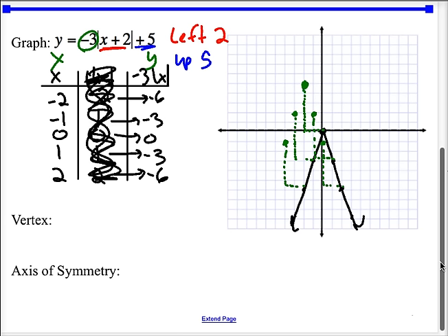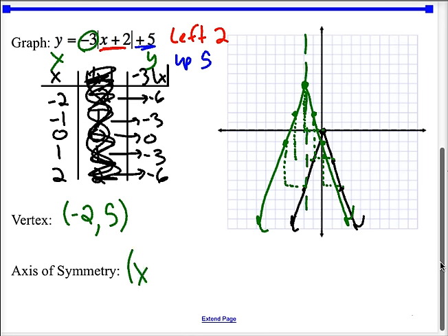So here, now that we have those couple points, there is our new shape, our new function. Again, let's take the vertex. I'm going to shift it 2 to the left and up 5. And then the axis of symmetry, the line that goes through that x value of the vertex.